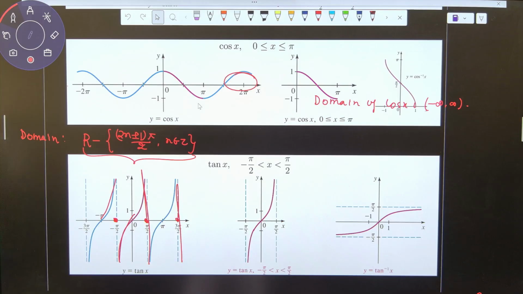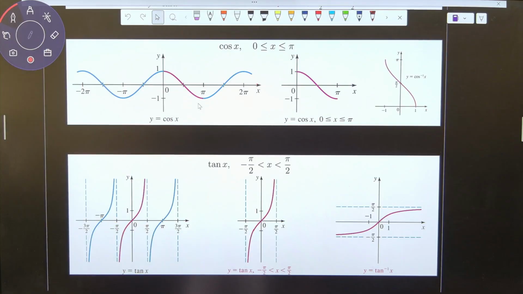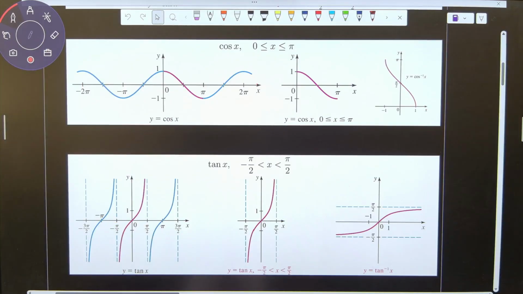Understood? So simply for that function, you are going to find the domain and you are going to prove. Not prove, you are going to discuss.